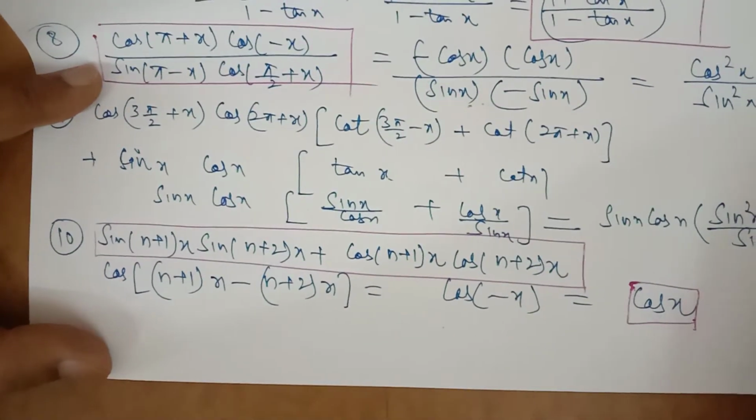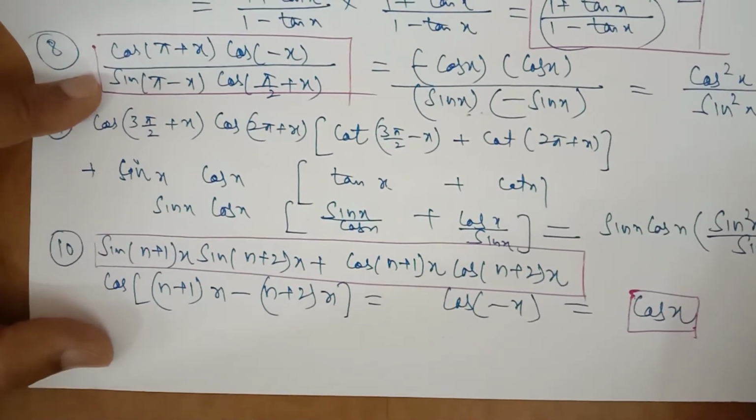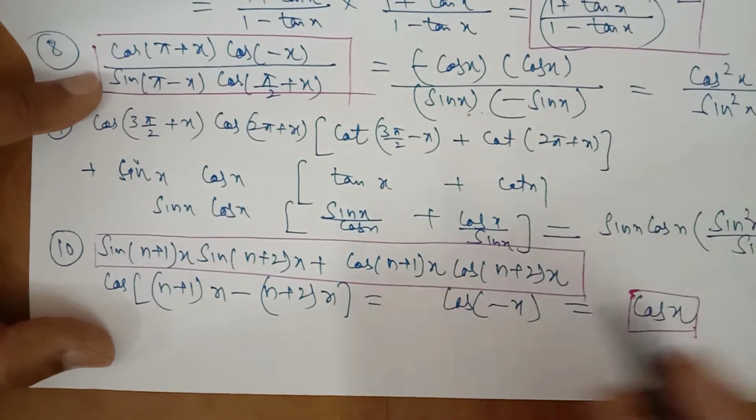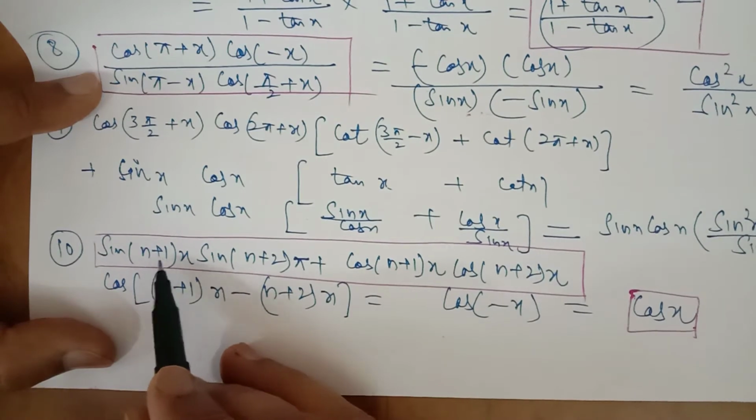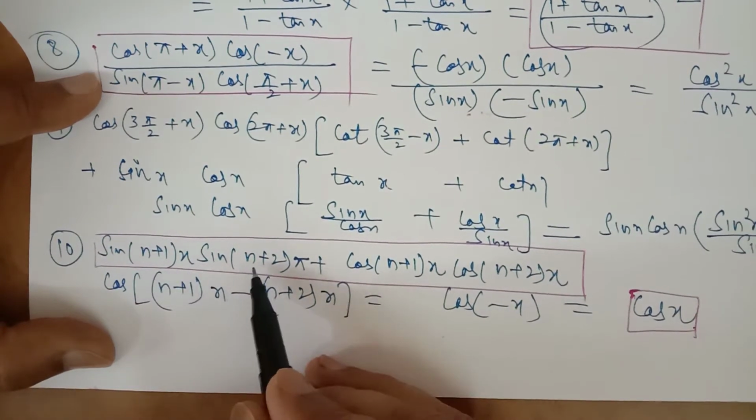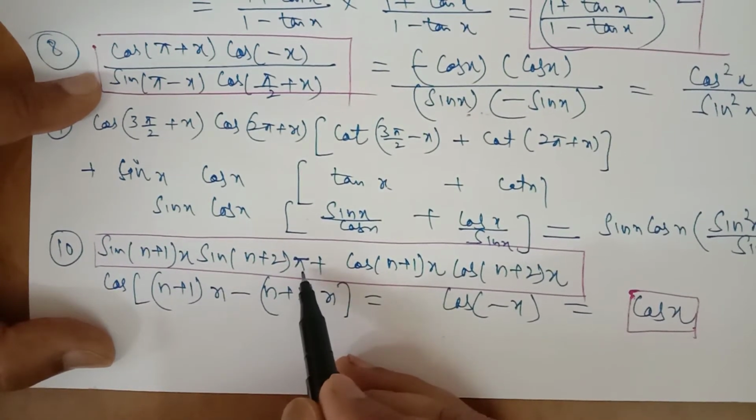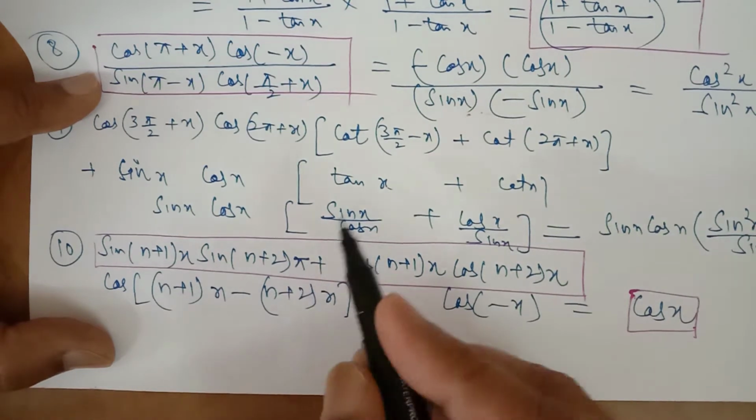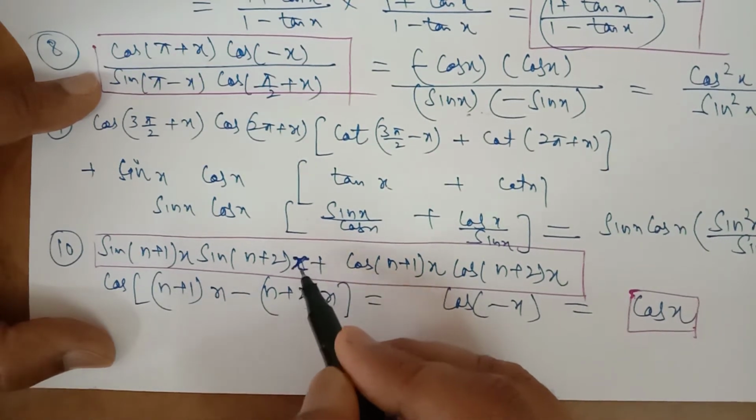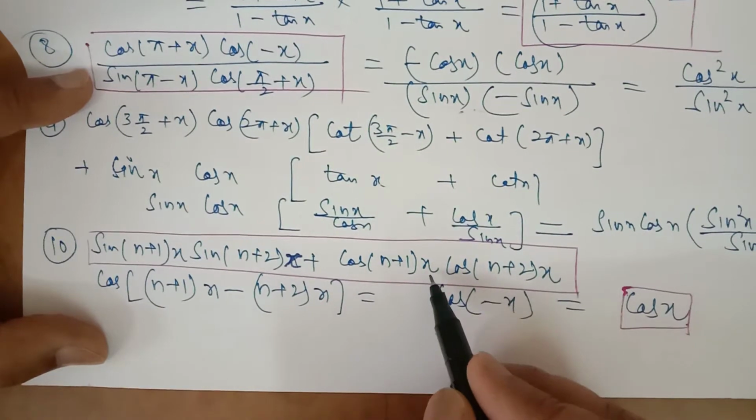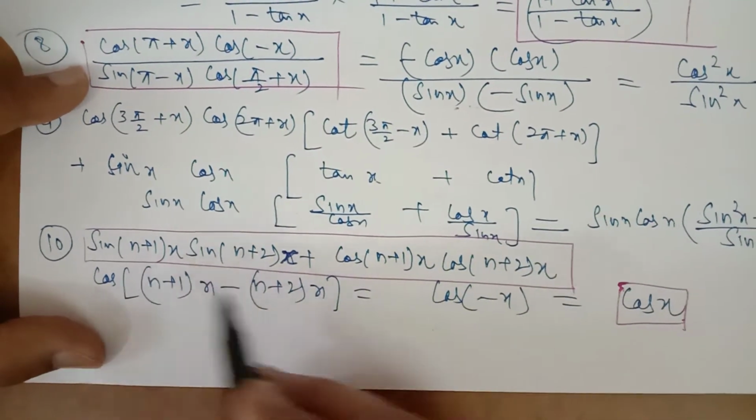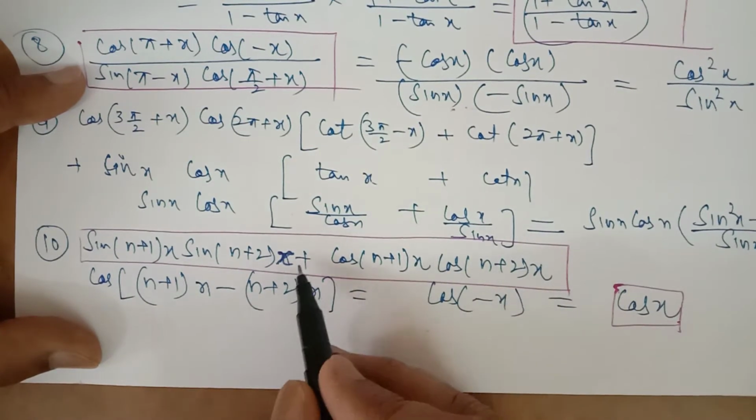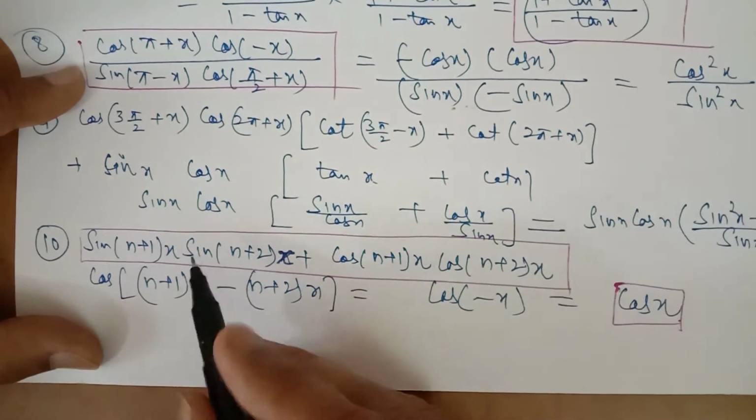Now again see question number 10, in which you have to detect the formula being used here. Now see it very carefully. If you let (n plus 1)x be angle A and (n plus 2)x be angle B, again (n plus 1)x is angle A and (n plus 2)x is angle B, it comes out to be the cos A cos B plus sin A sin B formula.